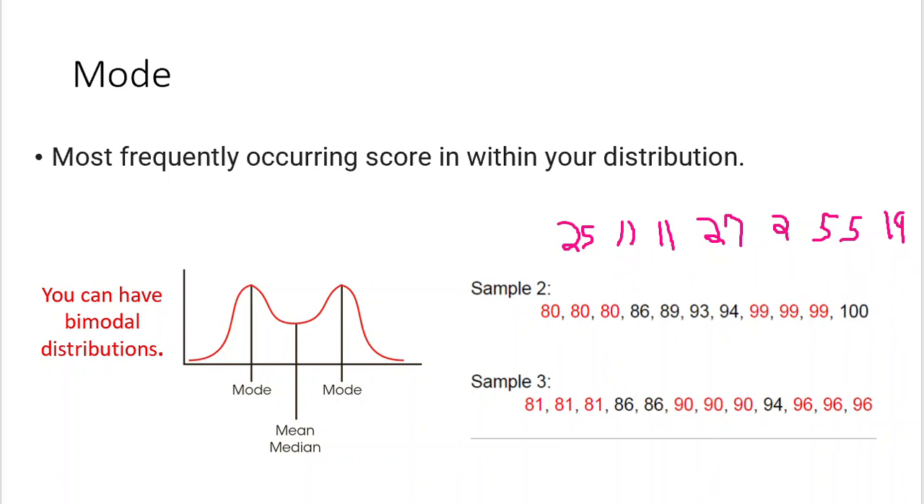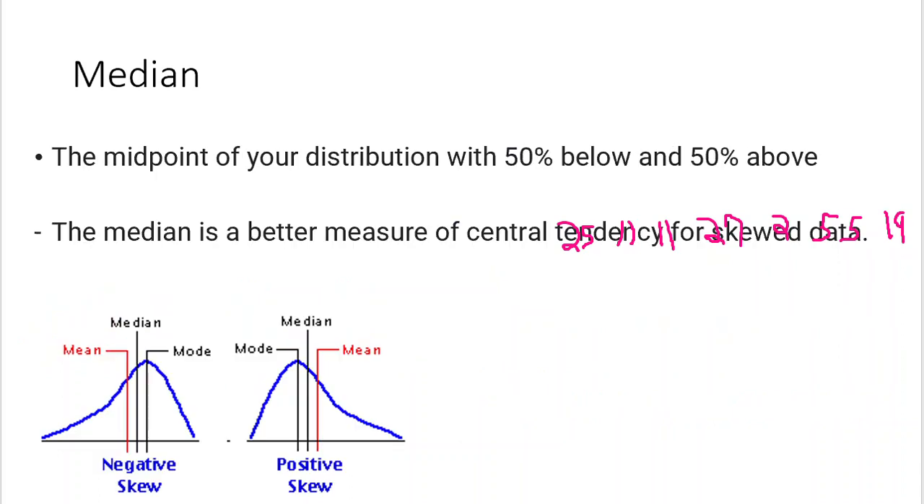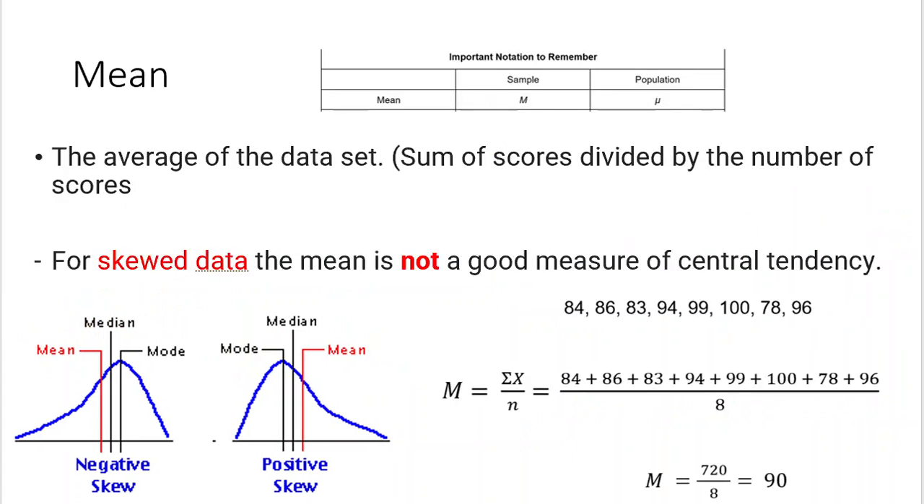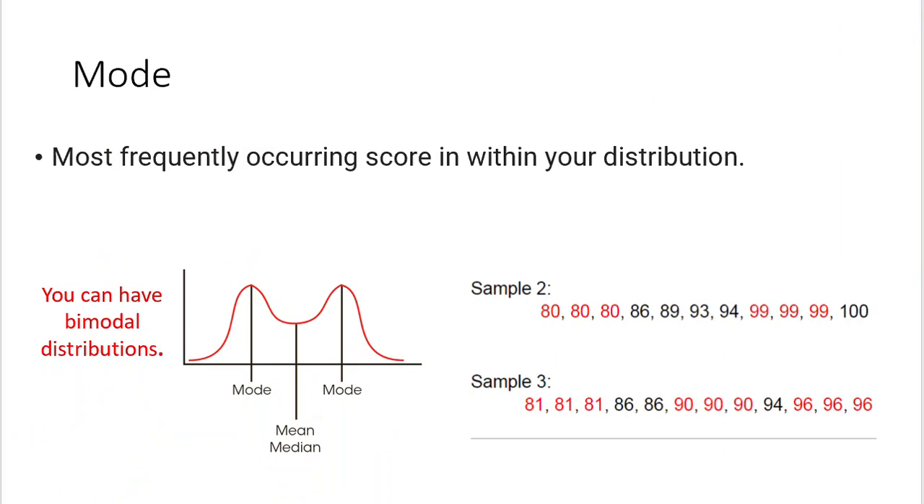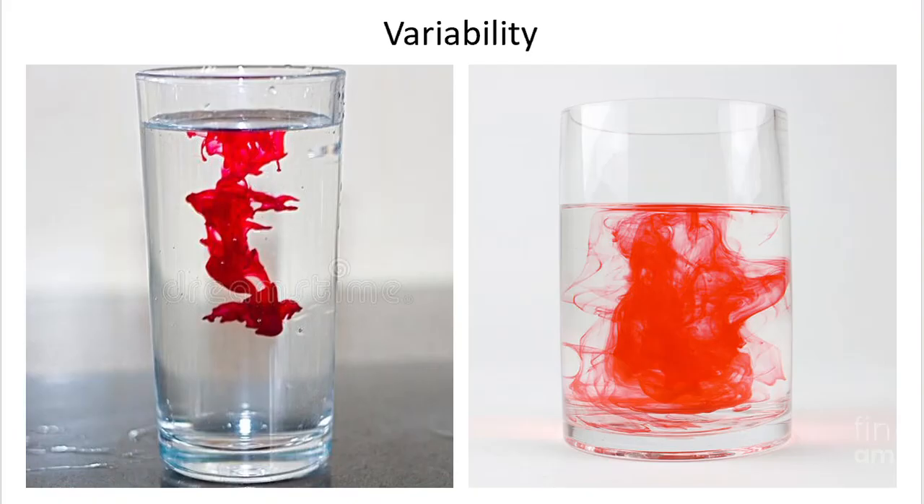A lot of times, if your data is not normally distributed, you would use the median as your central tendency. And then if you have more or less normally distributed data, you use the mean. But a lot of times people use the mean regardless. It's just a common thing that people report when they're reporting their data. All right, so let's move on.